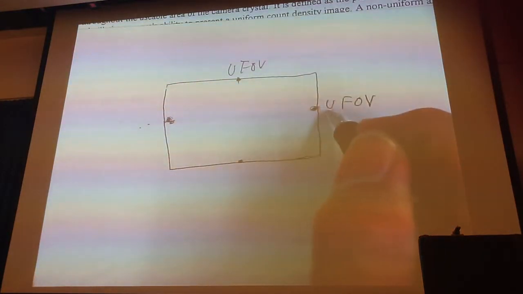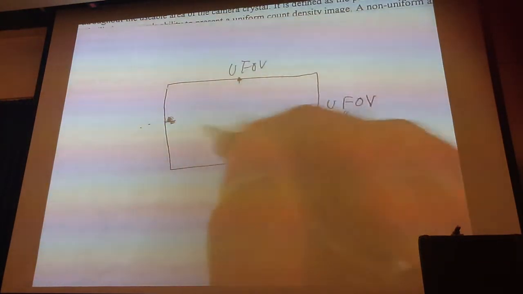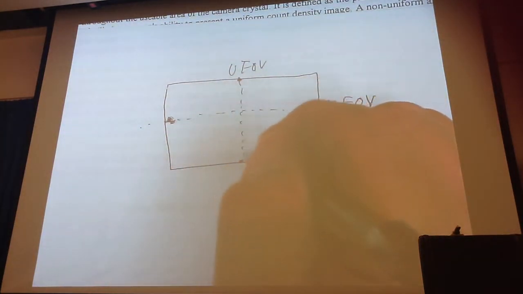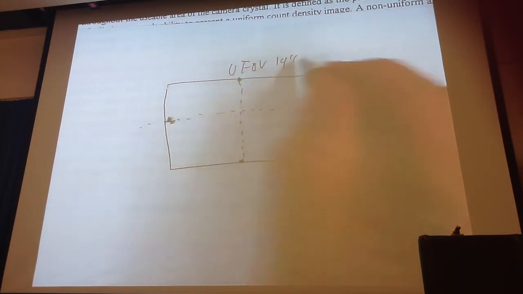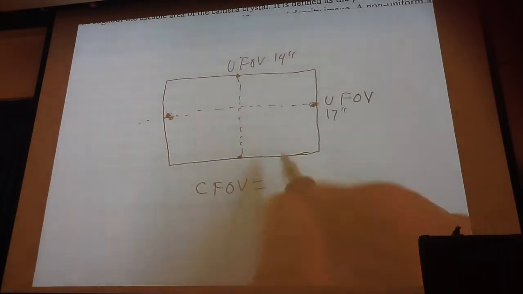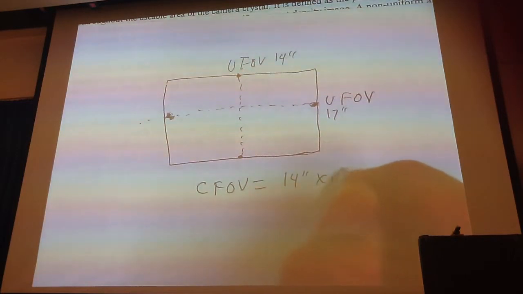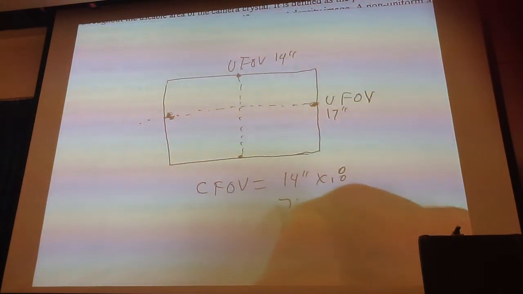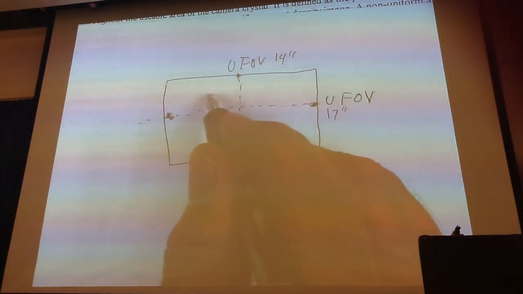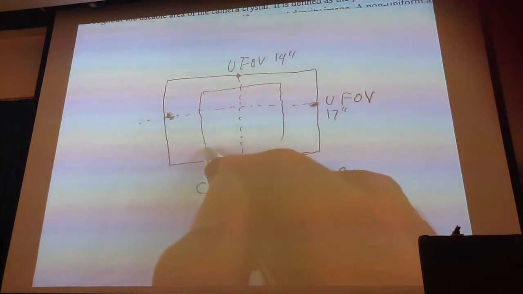So if this measures 17 inches across and 14 inches wide, then your central field of view, or your CFOV, is going to be 80% of that. So 14 inches times 0.8, and 17 inches times 0.8, and that's your central field of view. The central field of view is where you do most of your imaging. Okay, you always want to get everything in the center of your detector.